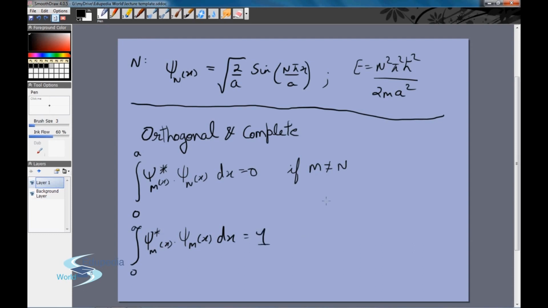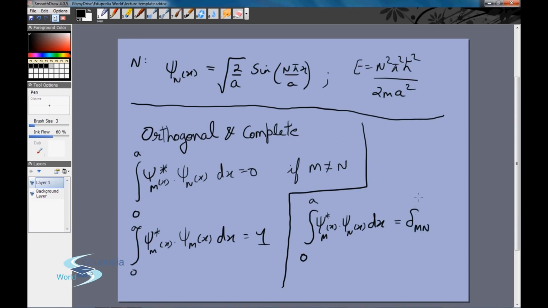So these two can be combined into a simple definition: integral from 0 to a of psi m star of x into psi n of x dx is equal to delta mn, where delta mn is a symbol called the Kronecker delta, and its value is 0 if m is not equal to n, and is 1 if m is equal to n. Right, and we can prove this as well.